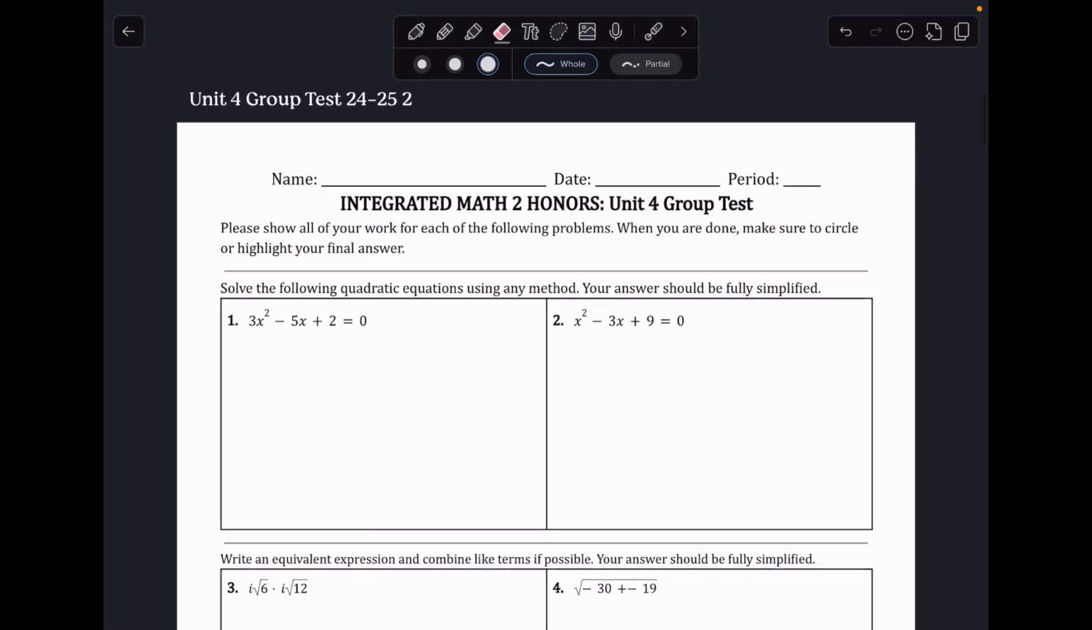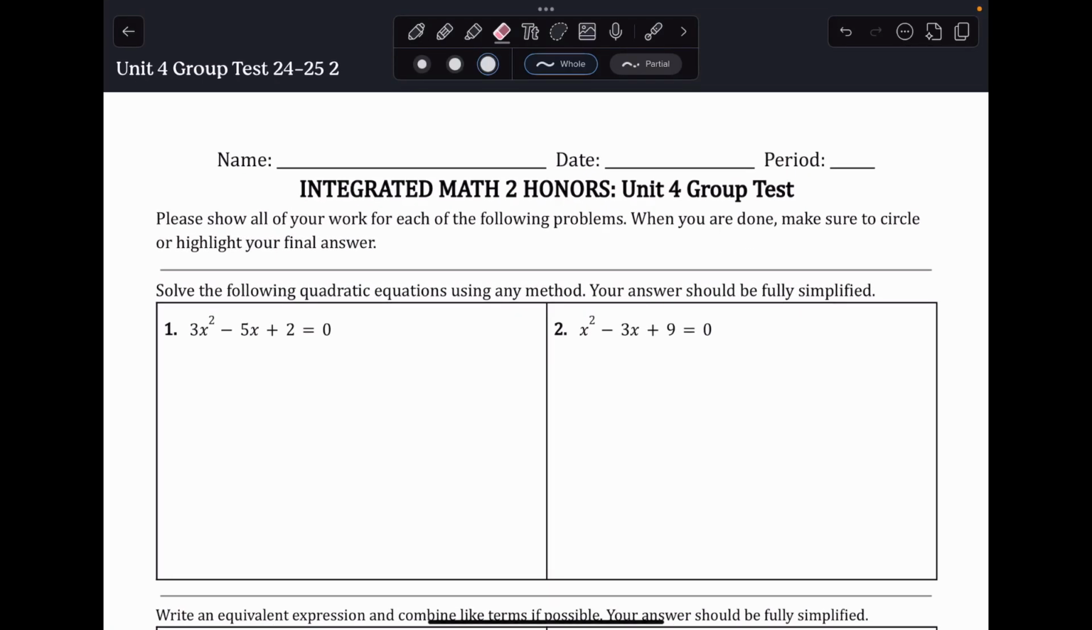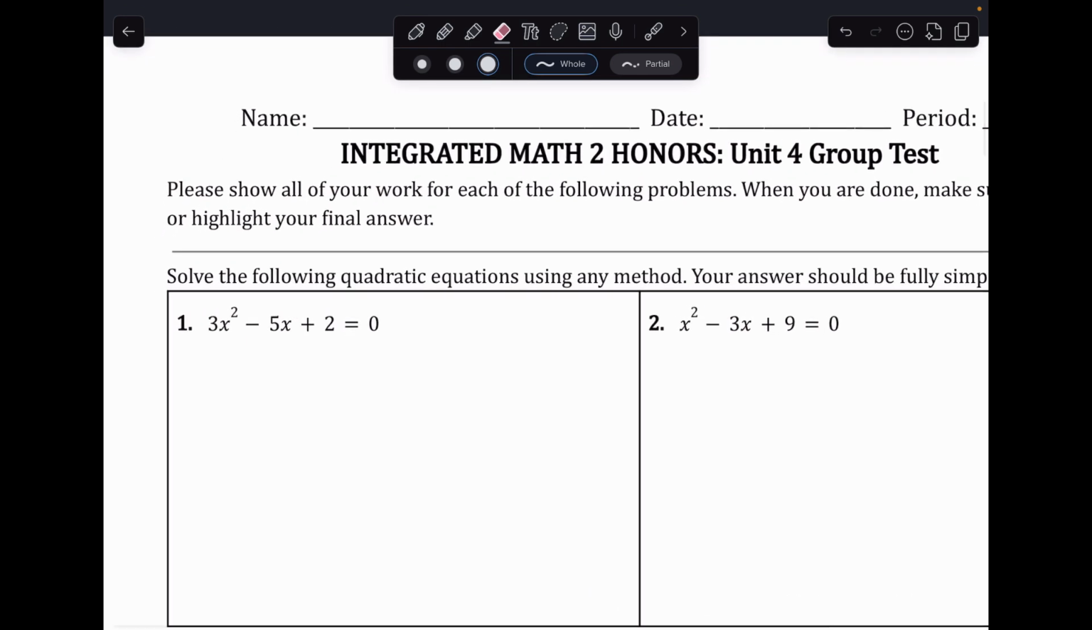Alright, here's your Unit 4 group test. Starting with number 1, we're solving the quadratic equations using any method. So you want to think about the methods that we've been using, which is completing the square, factoring, and quadratic formula. You want to use the most efficient way.